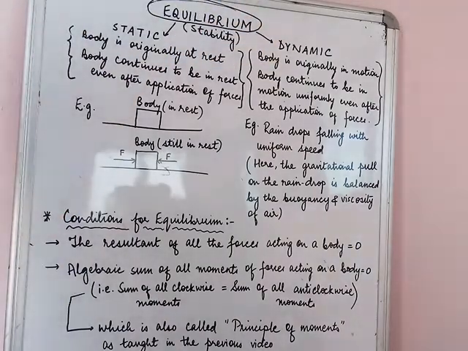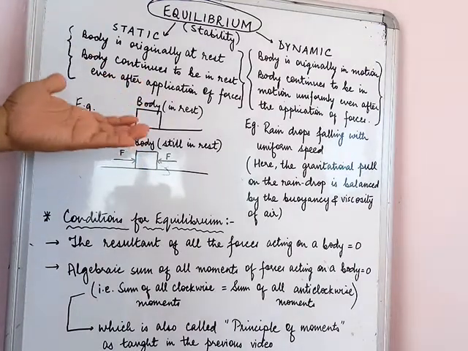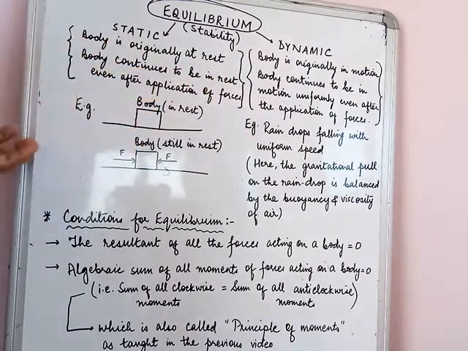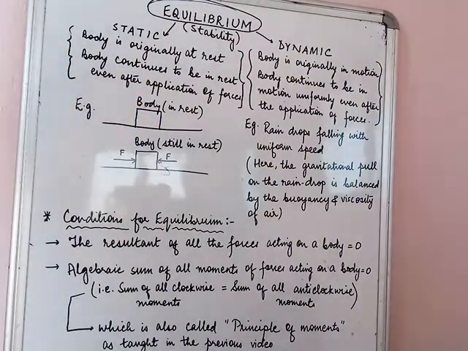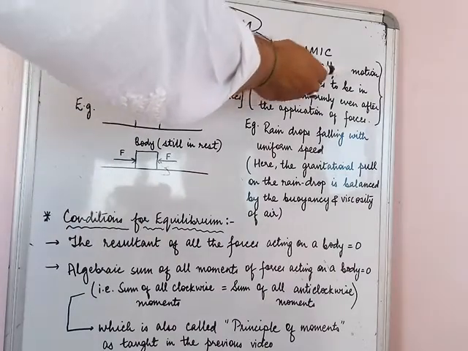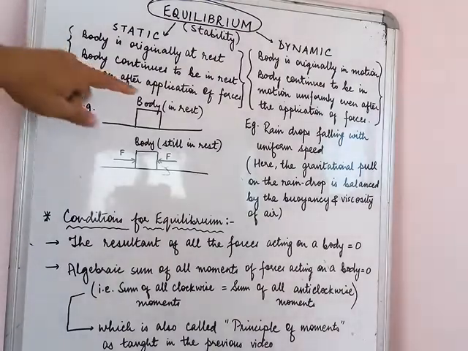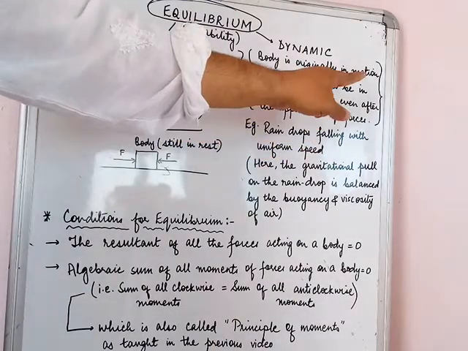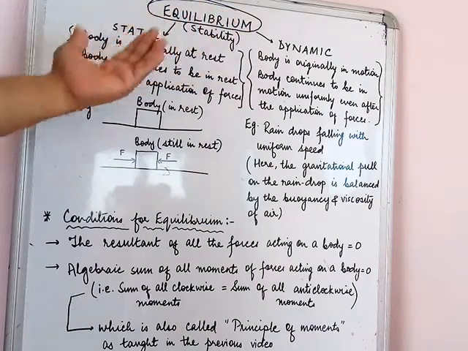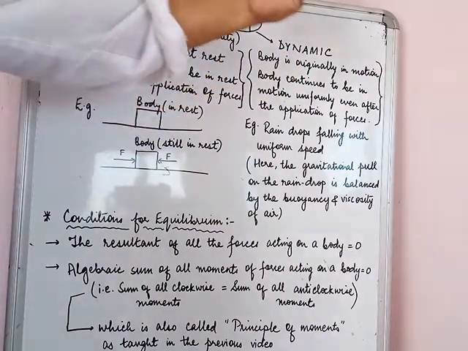Now moving on to, so where do you exactly see this static equilibrium? In cases of beam balance, where you have both the pans balancing each other. Okay, so now we come to dynamic equilibrium. Dynamic, as the word suggests, dynamic means something that is in motion. So body is originally in motion, and body continues to be in motion uniformly even after the application of forces. So the basic difference between this and this type of equilibrium is that this body will be in rest, this body will be in motion.